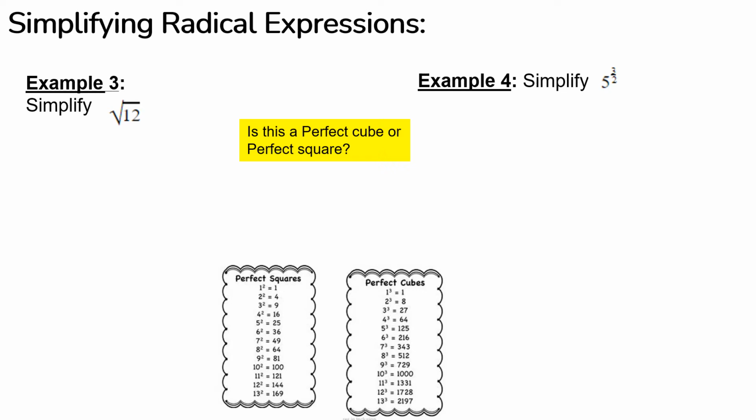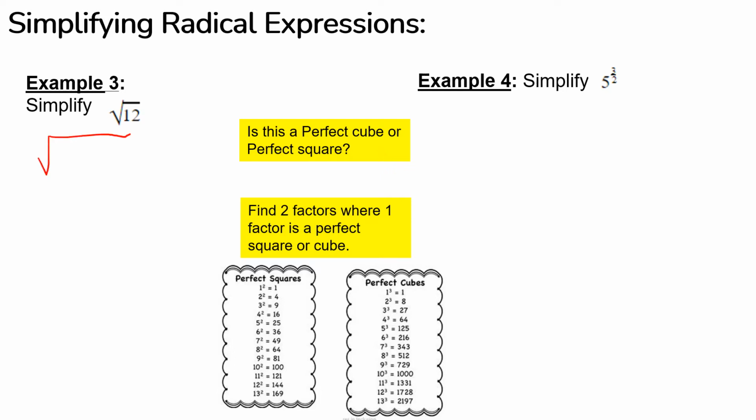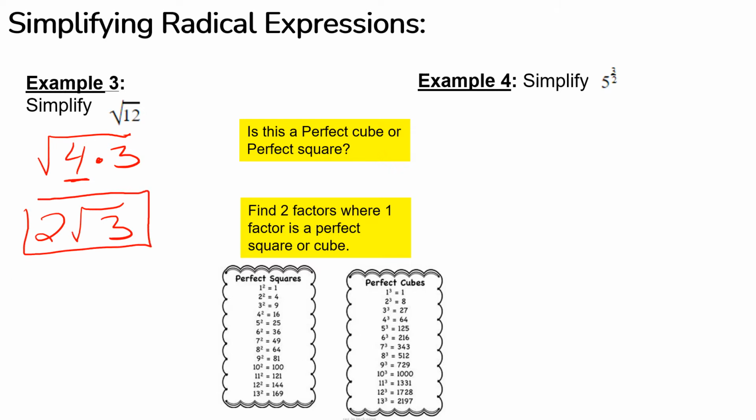All right, so next we want to find two factors where one factor is a perfect square. My factors of 12: 6 times 2 is 12, but neither one of those is a perfect square. So I would have to use 4 times 3, because 4 is a perfect square, and the square root of 4 is 2. And I leave that 3 underneath the radical. So I've simplified this radical expression. Once again, we could not use 6 and 2 because neither 6 nor 2 is a perfect square.